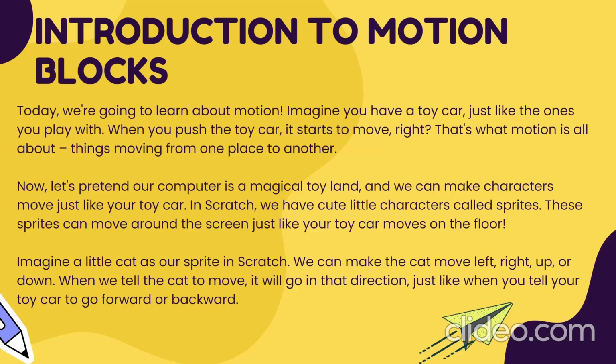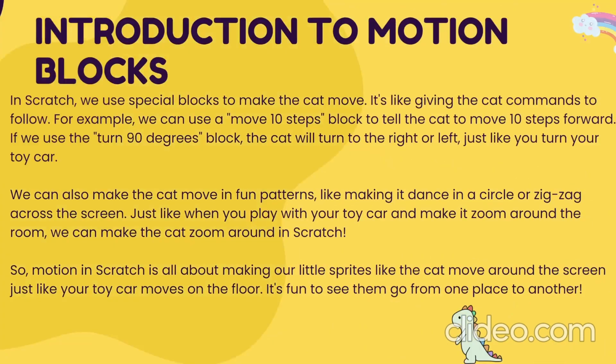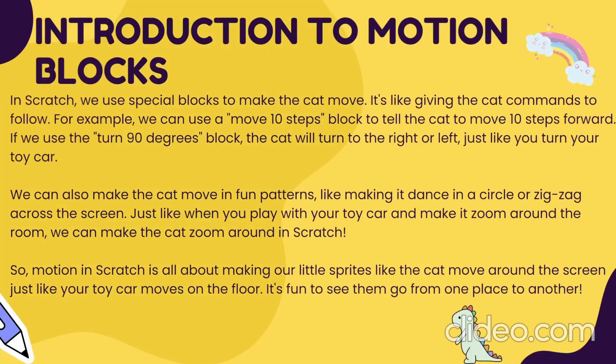So in Scratch programming, it's a magical toy land where you can make your characters move just like you make your toy car move. That is what you're going to learn today. You have very good characters in Scratch which are called sprites, and this sprite can move around the screen just like your toy car moves on the floor, isn't it? Now when you open Scratch, you would have seen we have a small cat. What can you do with this cat? You can make this cat move right side, left side, make it go up, make it turn, make it go backwards. Whatever movement you want, you can give to your cat.